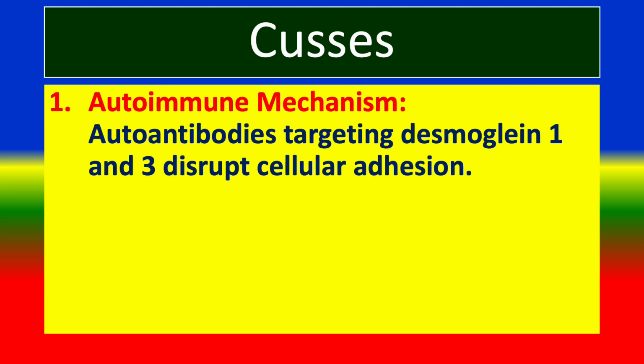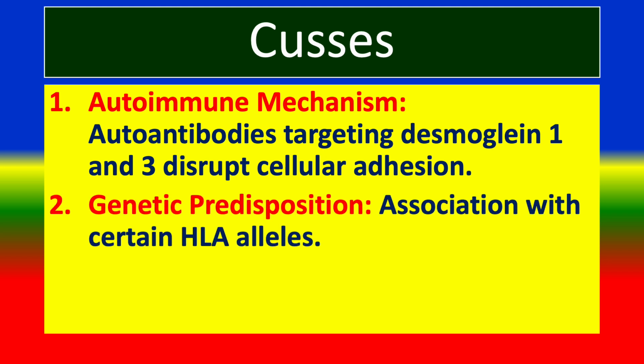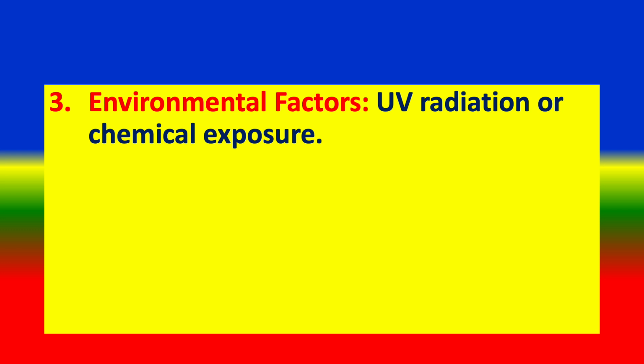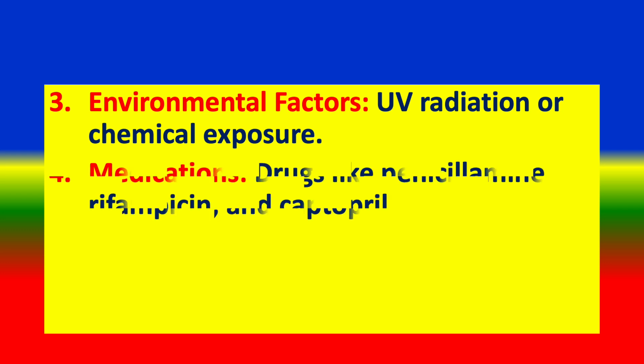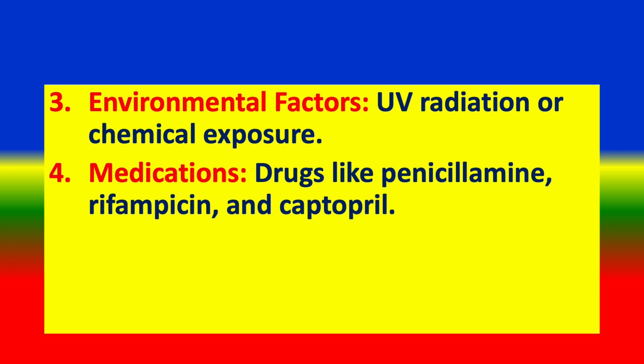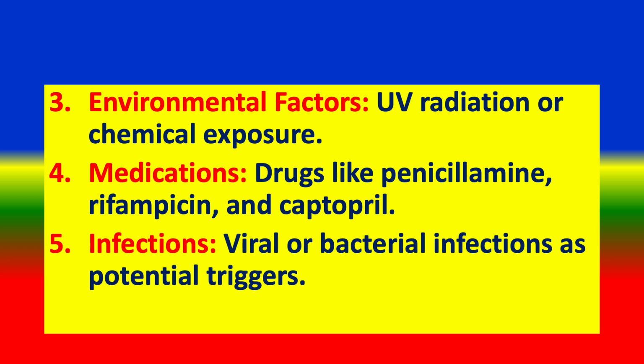Causes: 1. Autoimmune mechanism. Autoantibodies targeting desmoglein 1 and 3 disrupt cellular adhesion. 2. Genetic predisposition associated with certain HLA alleles. 3. Environmental factors, UV radiation or chemical exposure. 4. Medications, drugs like penicillamine, rifampicin and captopril. 5. Infections, viral or bacterial infections as potential triggers.